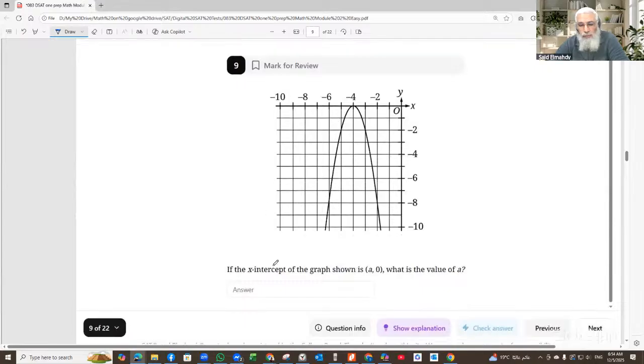If the x-intercept of the graph shown is (a, 0), this is the x-intercept. What's the value of a? A is -4. This is -4.